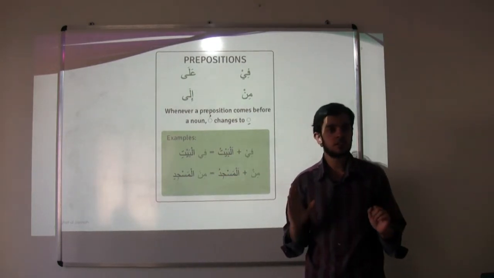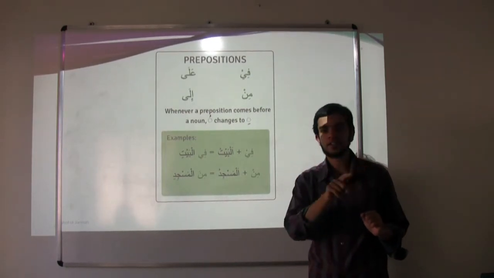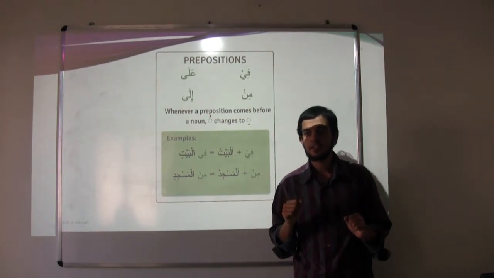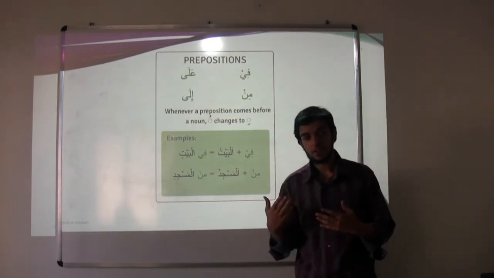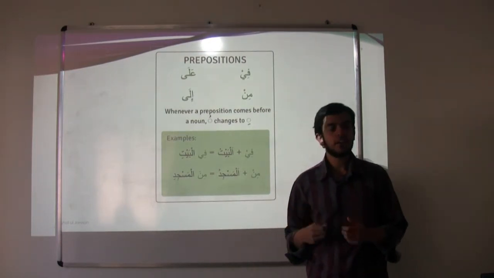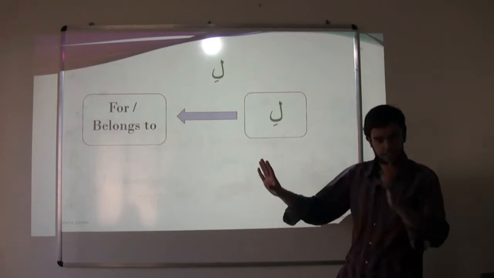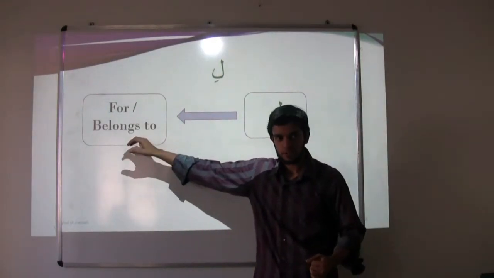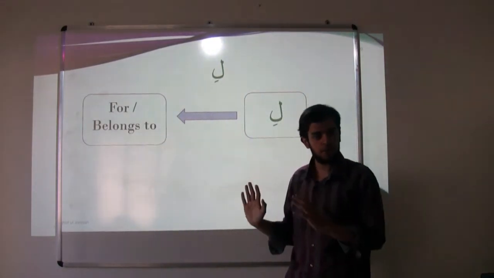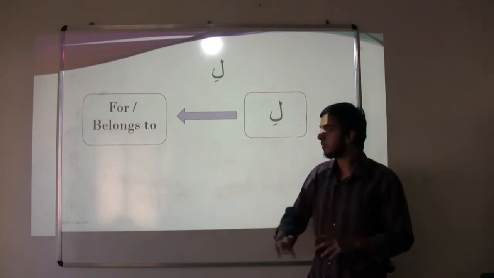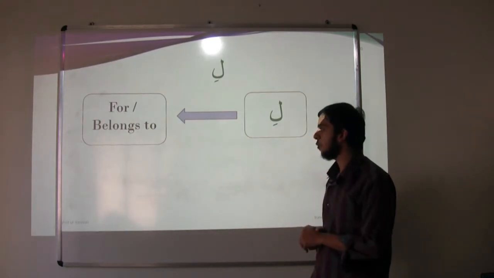Li. Who knows what li means? Raise your hand. Okay, if you raise your hand, you don't get to answer. Can you tell me then? For. Okay, that's good. So basically for is correct. Also belongs to. Li means for or belongs to. They're both basically the same, but belongs to gives a clearer meaning.